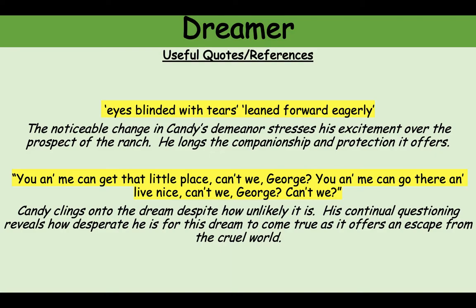And then after Lenny's death, you could also see this as, again, he's almost quite ruthless. Lenny hasn't died, but Lenny's in trouble, I should say, and it's just after Curly's wife's death. He says to George, we're still going to get that place, aren't we? We can still live nice, can't we, George, can't we? And he's clinging on to the dream despite how unlikely it is now. His continual questioning reveals how desperate he is for this dream to come true, as it really offers the only escape he has from this cruel world.